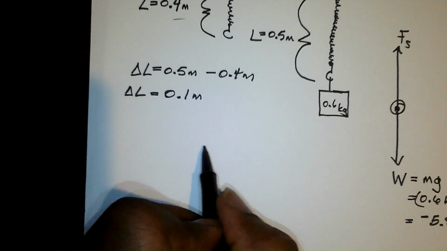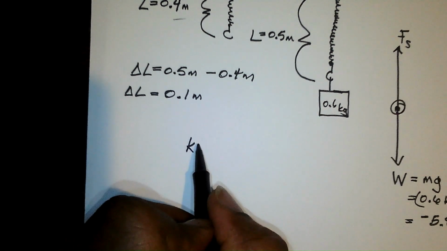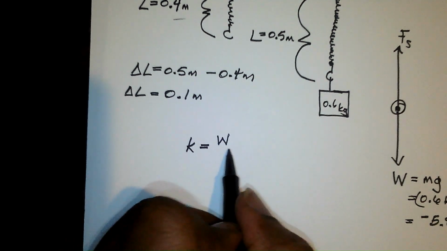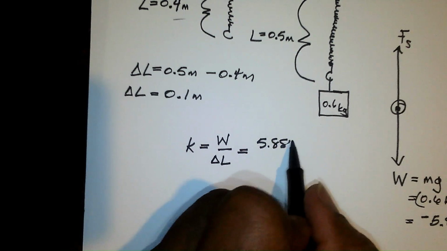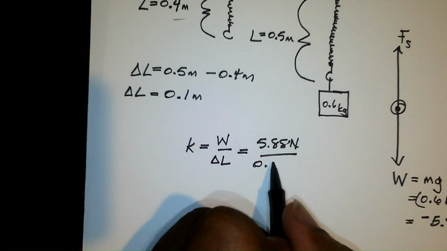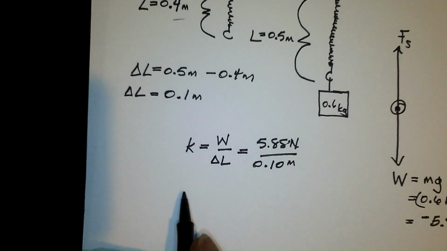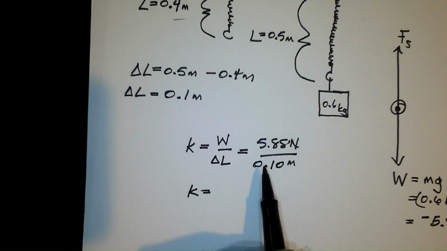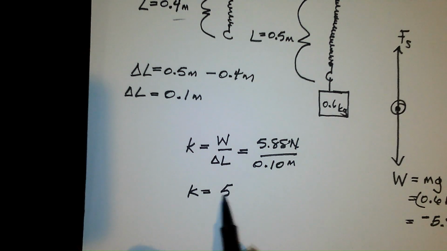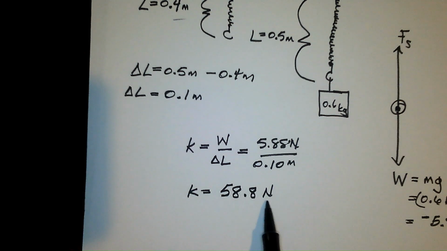Now, there's a property of the spring called the spring constant. We're going to call it k, lowercase k. Lowercase k is going to equal the weight divided by delta L. So I'm going to have 5.88 newtons divided by 0.10 meters. So my k is going to be this number divided by this number. Since I inherently know that dividing by 0.10 will move the decimal over one place, the answer is 58.8 newtons per meter.